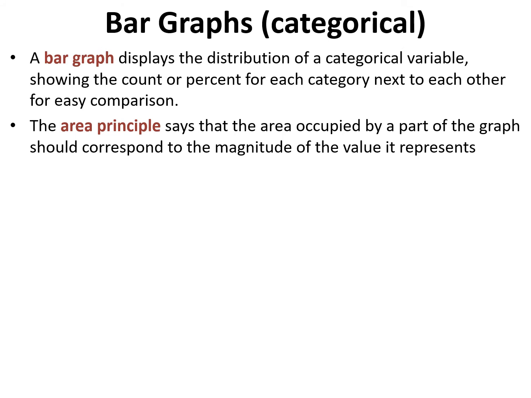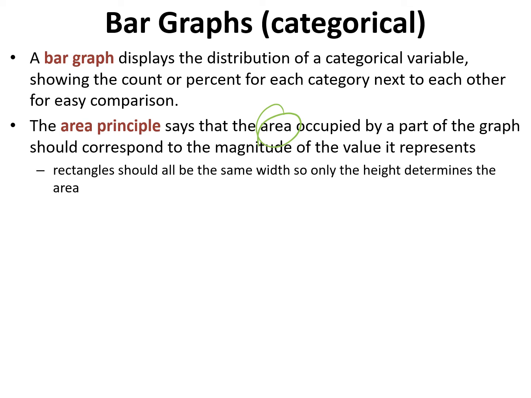So bar graphs are one way. It displays the distribution of a categorical variable, showing the count or percent, right? You can do either one. And it has to follow something called the area principle. The area principle says that the area occupied by a part of the graph should correspond to the magnitude of the value it represents. So here's an example of what I mean. If you use rectangles, most bar graphs use rectangles, they should be the same width so that only the height determines the area.